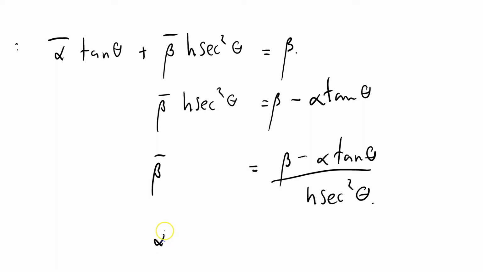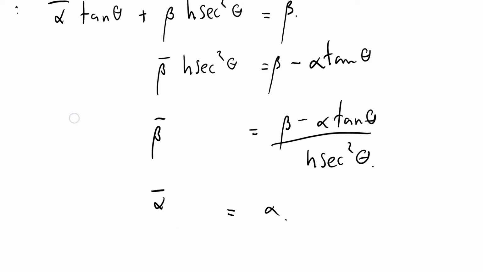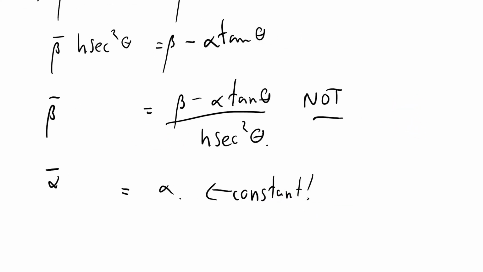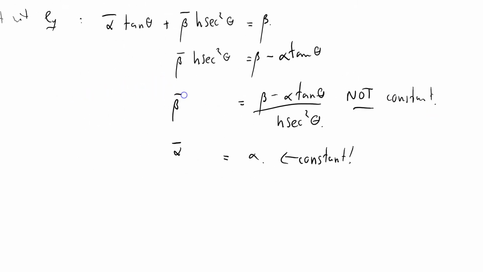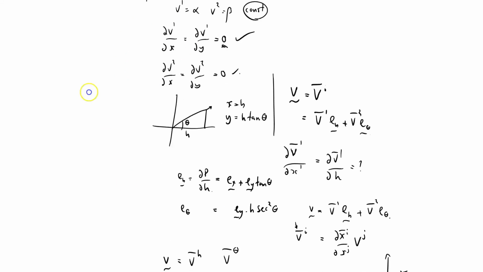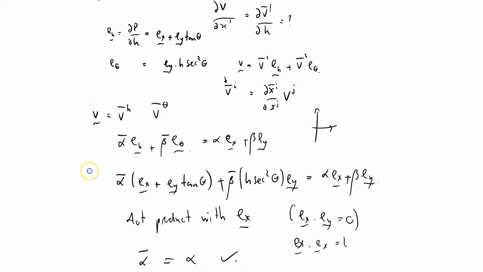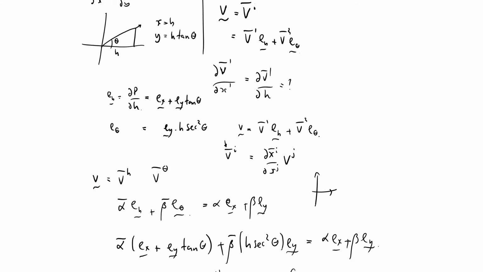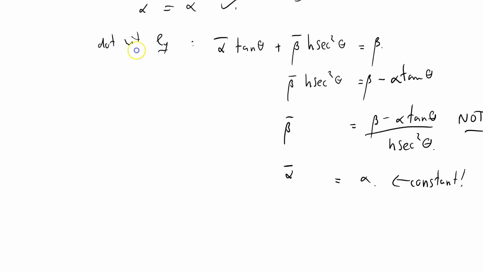Emphatically, I've got alpha bar equals alpha. So that one's a constant. This is definitely not constant. So what that tells me is, even though I've got a constant vector field, there it is, very constant, can't get much more constant than that, when I express it in Cartesian coordinates, everything's hunky-dory, everything's nice and sweet, and all the derivatives, it's all wonderful stuff.